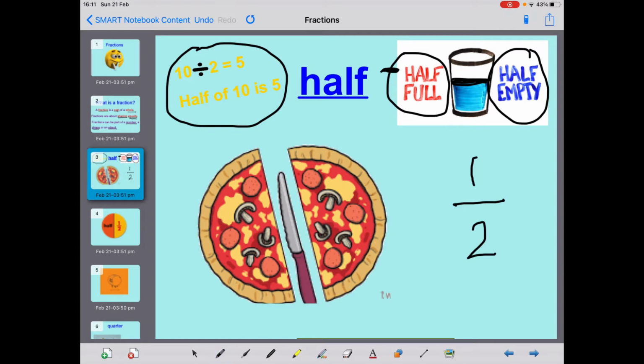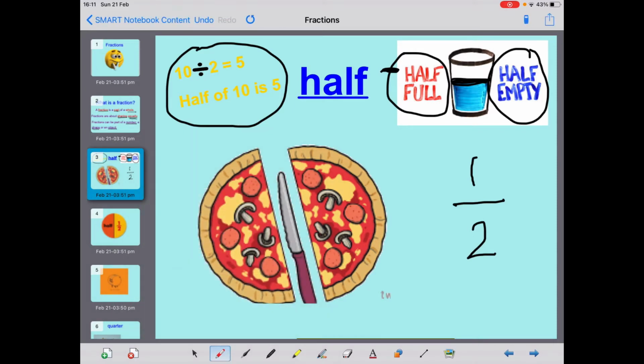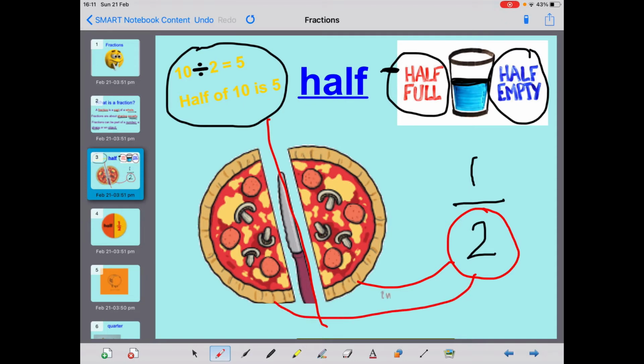There is a reason for this, and I'm just going to change the colour of my pen to help us. This bottom number here, I'm going to circle it, tells us how many parts or how many equal pieces our whole, so our pizza is a whole, has been cut into. It's been cut into 2 pieces. So we have 1 piece, 2 pieces. That bottom number tells us how many equal pieces it has been cut into.